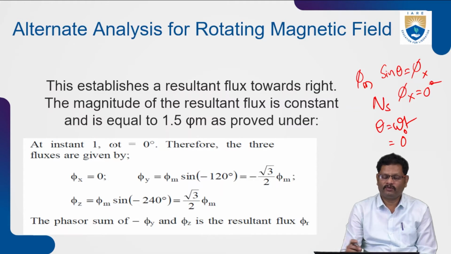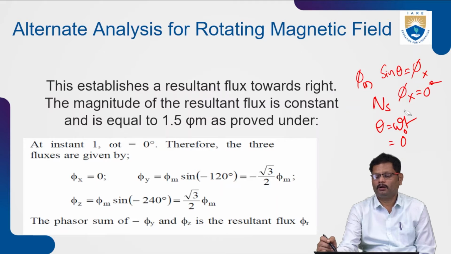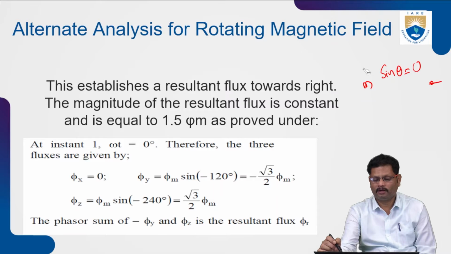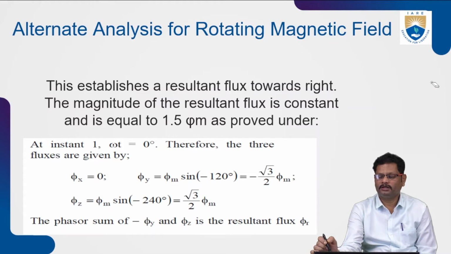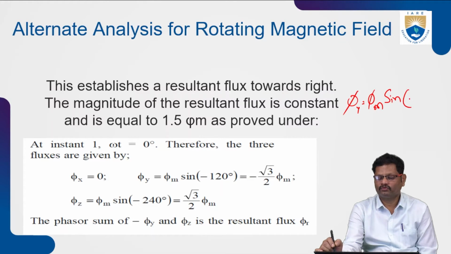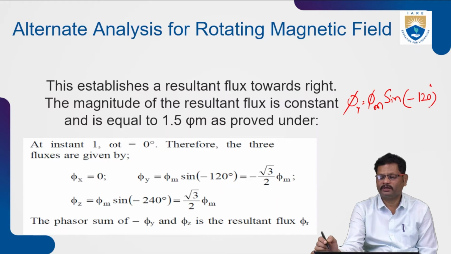Similarly, if you apply the same theta equal to 0 in the y phase, in equation 2, phi y equal to phi m sin(omega t minus 120). So here, if you apply theta equal to 0, phi y equals phi m into sin of minus 120, which is nothing but minus root 3 by 2 into phi m.